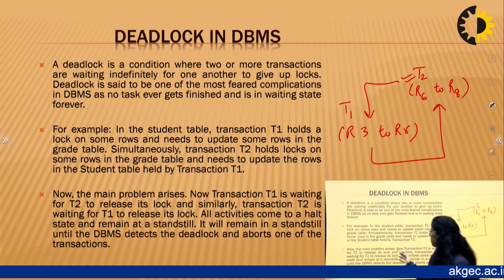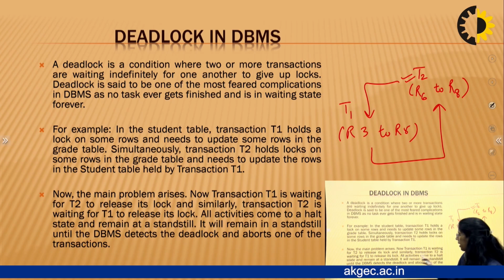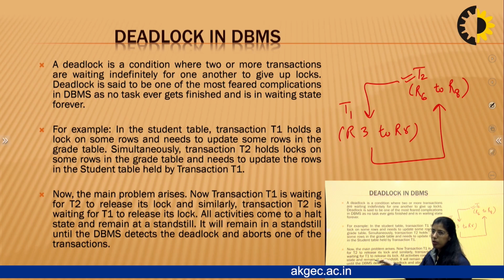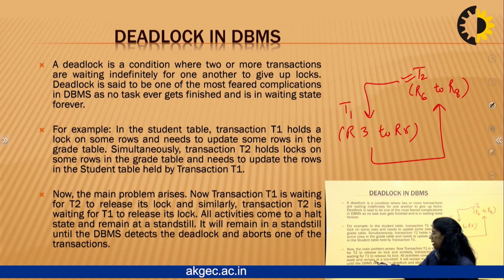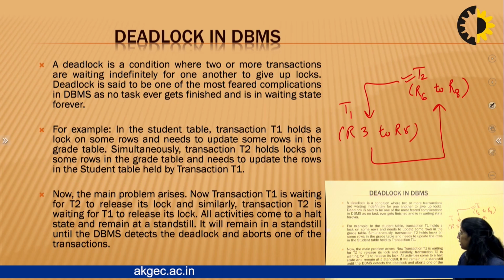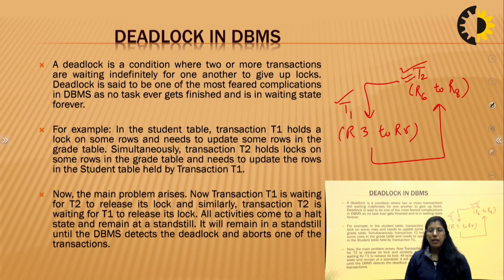Now the main problem arises. T1 is waiting for T2 to release its lock, and similarly T2 is waiting for T1 to release its lock. All activities come to a halt and remain at a standstill. It will remain in this state until the DBMS detects the deadlock and aborts both of these transactions based on some condition.